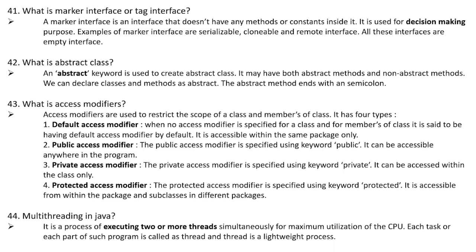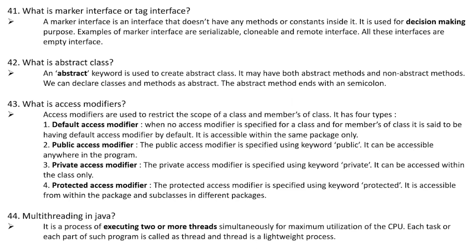42. What is an abstract class? The abstract keyword is used to create an abstract class. It may have both abstract methods and non-abstract methods. We can declare classes and methods as abstract. An abstract method ends with a semicolon.